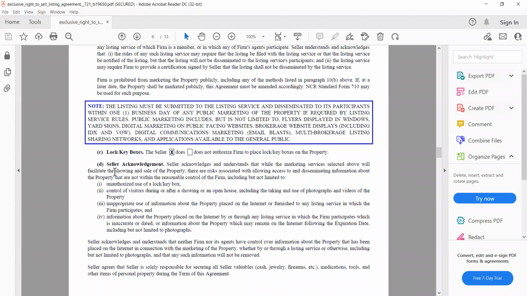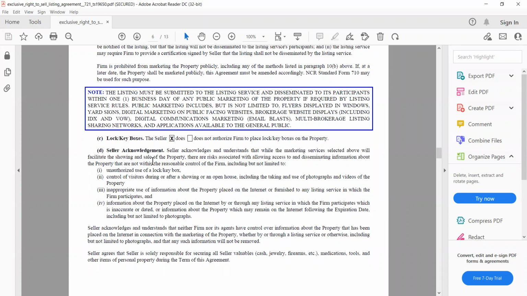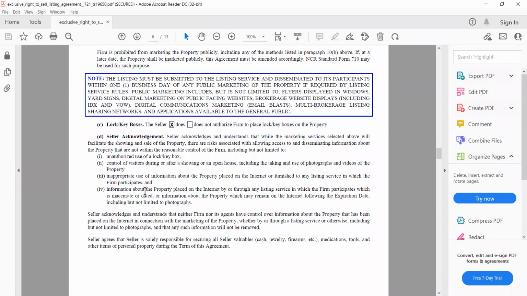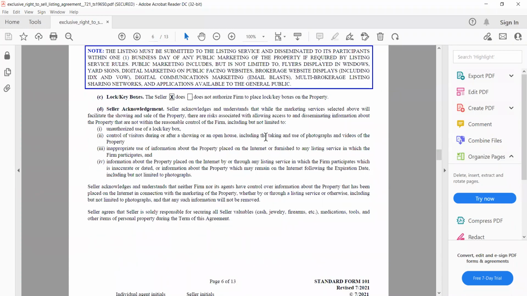All right. Lockbox and boxes, if you're going to put those on the property, check that box. And then there's a seller acknowledgement. This is what the seller must understand and how they should cooperate with you. They're giving you unauthorized use of a lock.